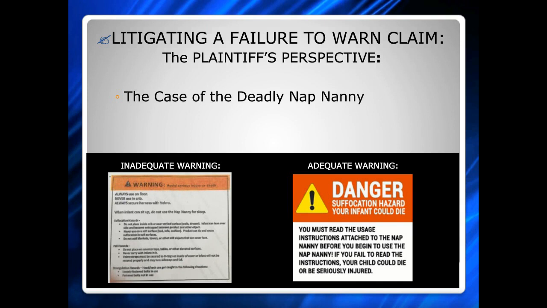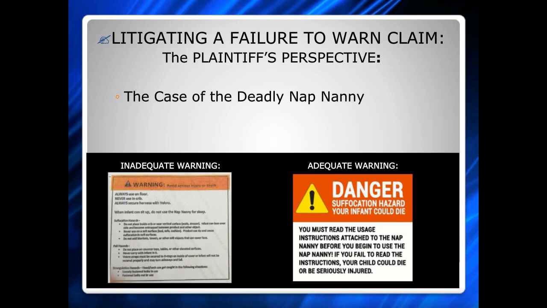The hazards, there were 3 hazards they tried to warn about in one warning. I focused on the most important thing. I said that there was a suffocation hazard, 2 words. They used 2 paragraphs. I said your infant could die. That gets your attention. And danger. This is right in front of your eyes. So the comparable was very compelling.